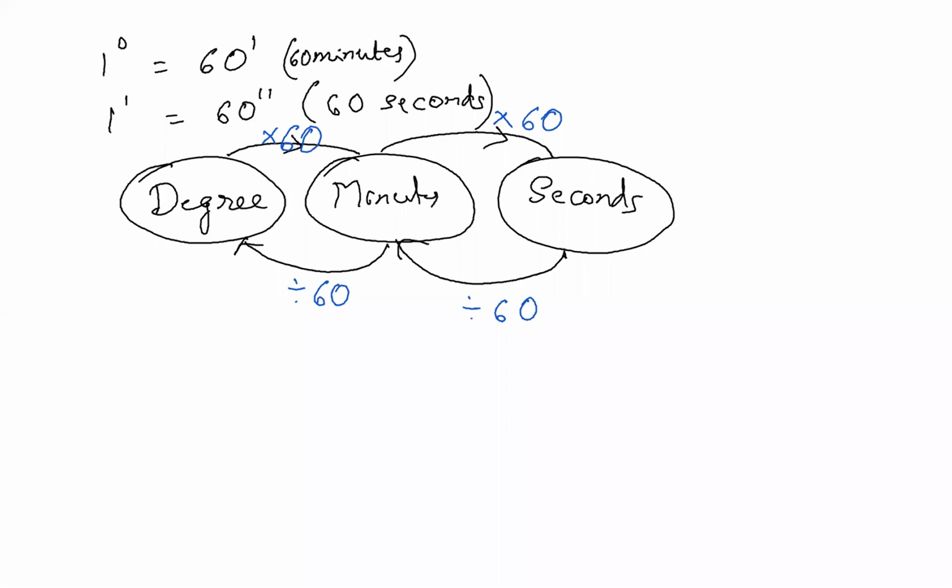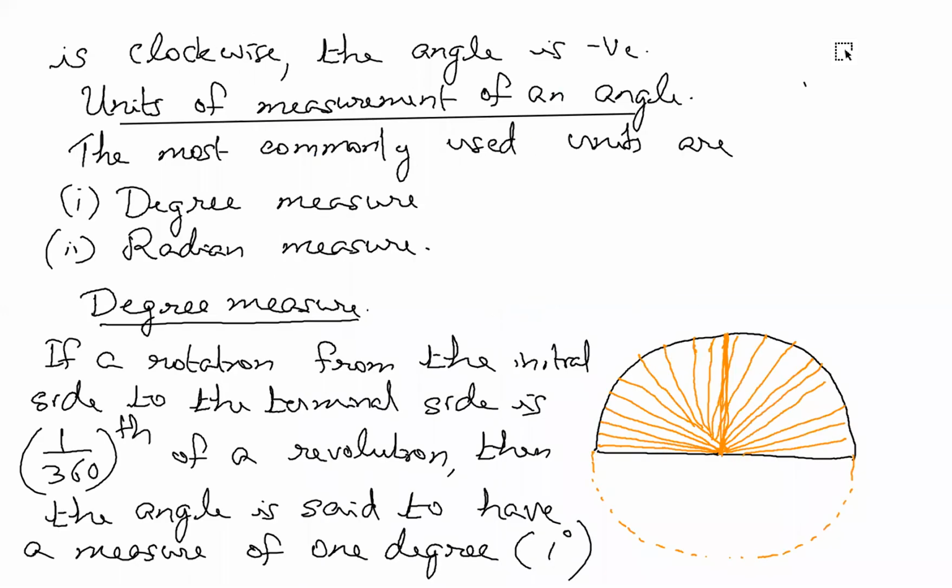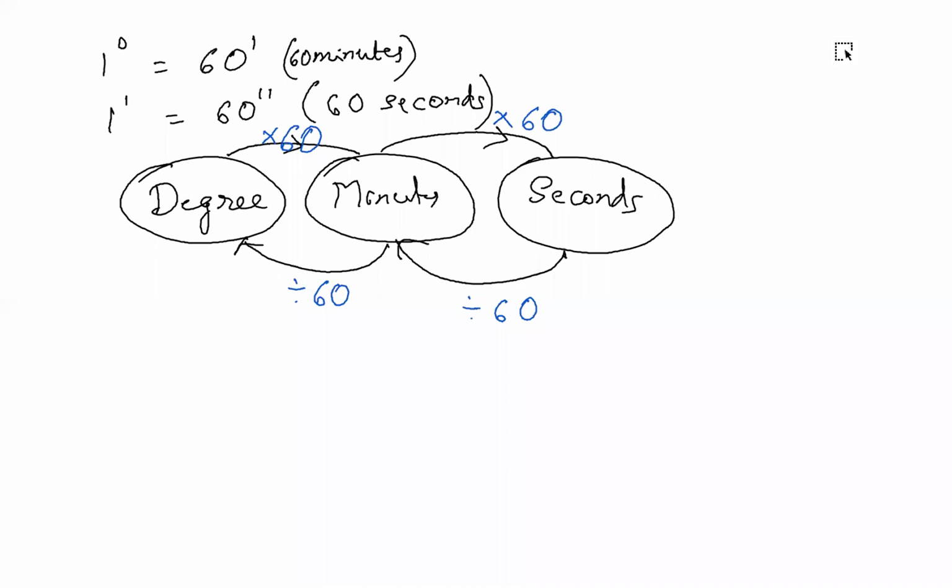So this is the first measure of an angle, that is the degree measure. See the definition once again. If a rotation from the initial side to the terminal side is 1 upon 360th of a revolution, then the angle is said to have a measure of 1 degree. And then we studied that 1 degree is 60 minutes, and 1 minute is 60 seconds. To convert degree to minute, multiply by 60, and to convert minutes to second, again multiply by 60, and the other way around, we have to divide.